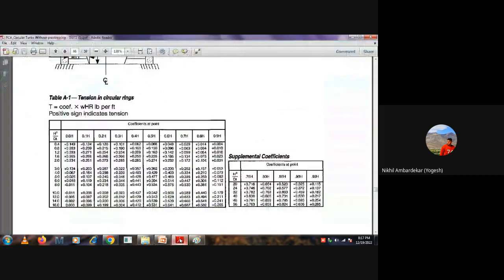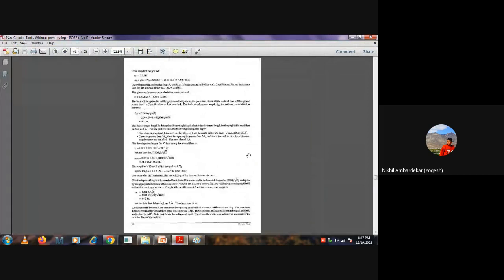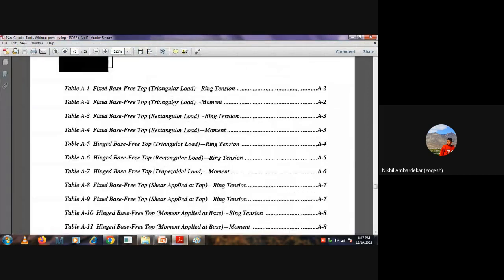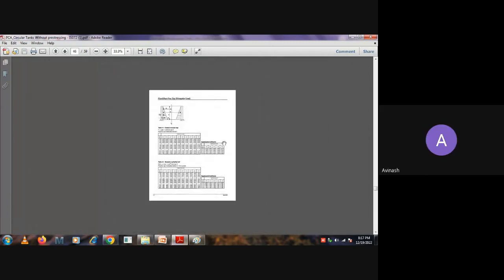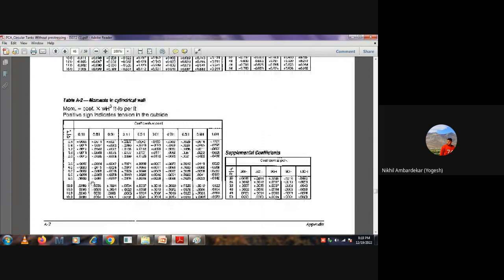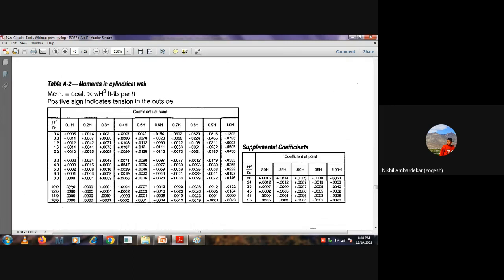moment. Just go to the moment. Just before that, go to the index. So we are done with this. Now we need to find the fixed-base, free-top triangular moment. We have to find the moment, so we go to table A2 on the same page. We will have this table. We already found the aspect ratio, that is 8.